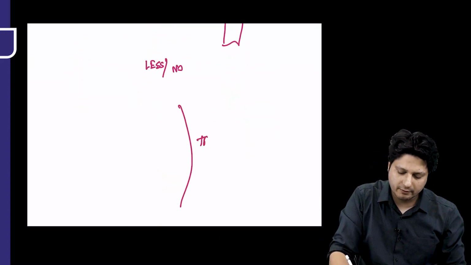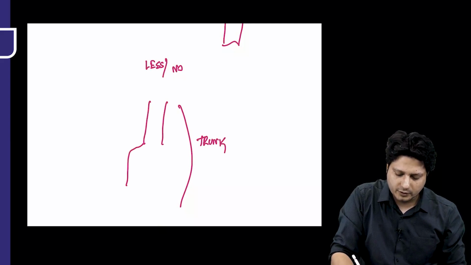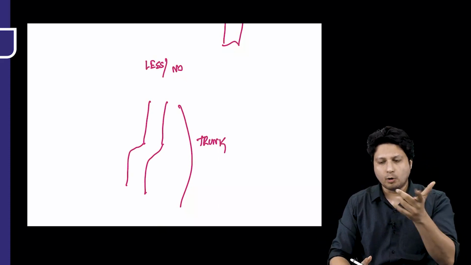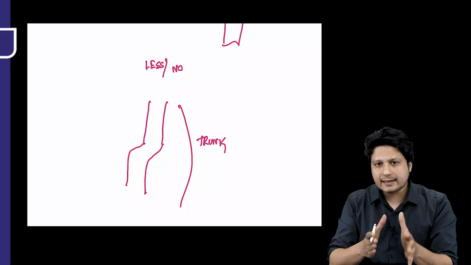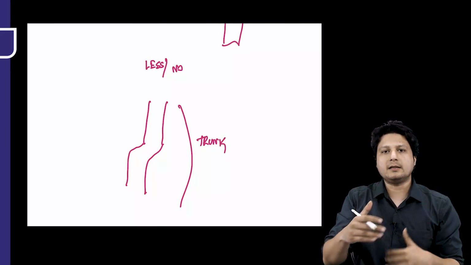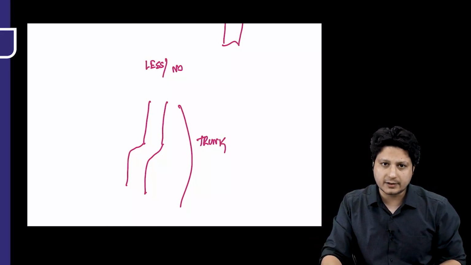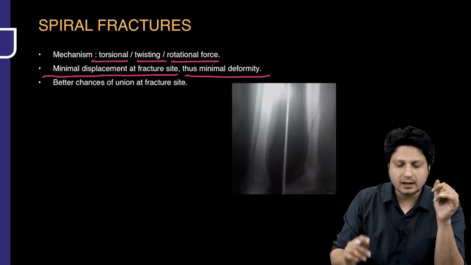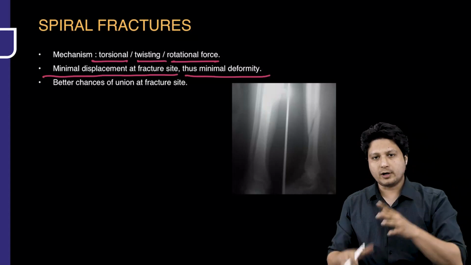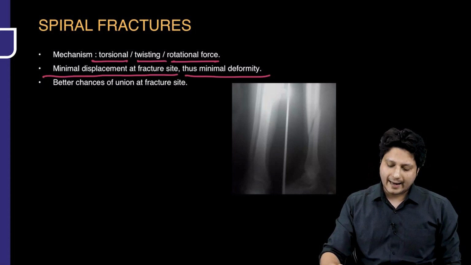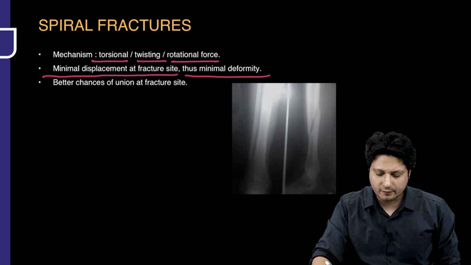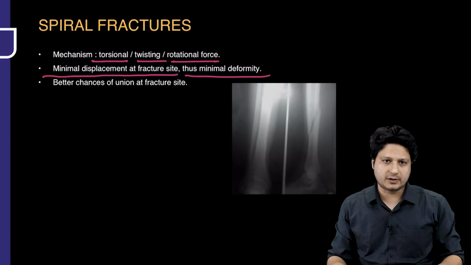If this is the trunk of the individual and this is the broken arm, this broken arm will have an obvious deformity showing that the bone is broken. But in case the fracture is not displaced, then the possibility of this deformity will also decrease, as a result of which there will be no or minimal deformity of the affected limb. So in a spiral fracture, as is very clearly evident in the x-rays also, despite having a spiral fracture, there is minimal displacement at the fracture site.